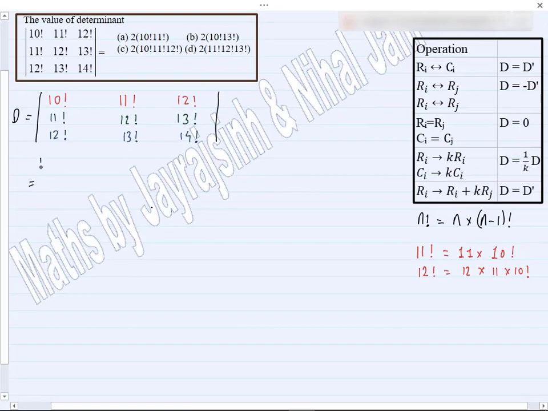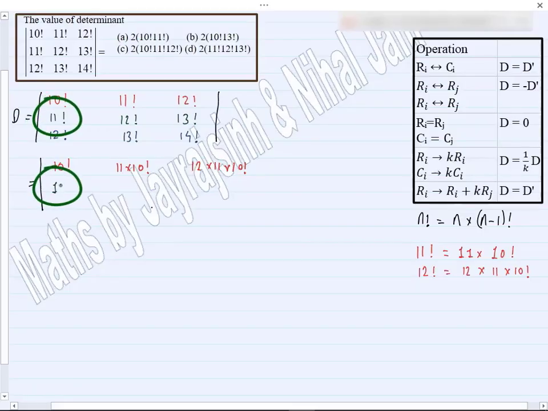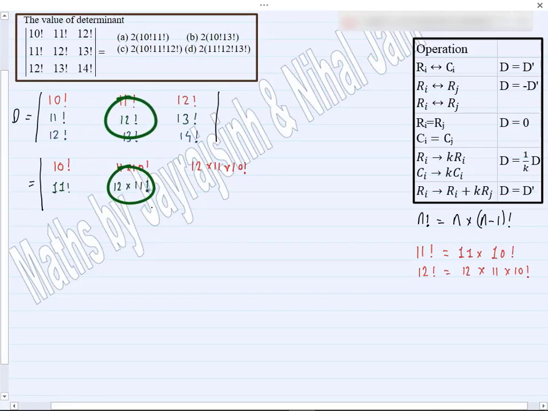So let's use this information in the first row. So here we'll get 10 factorial. Instead of 11 factorial, we can say 11 into 10 factorial, and 12 into 11 into 10 factorial. So we can get 10 factorial common in the first row. Now let's convert all the terms of the second row into 11 factorial terms. So 11 factorial will be as it is. Instead of 12 factorial, we can say 12 into 11 factorial, then 13 into 12 into 11 factorial.